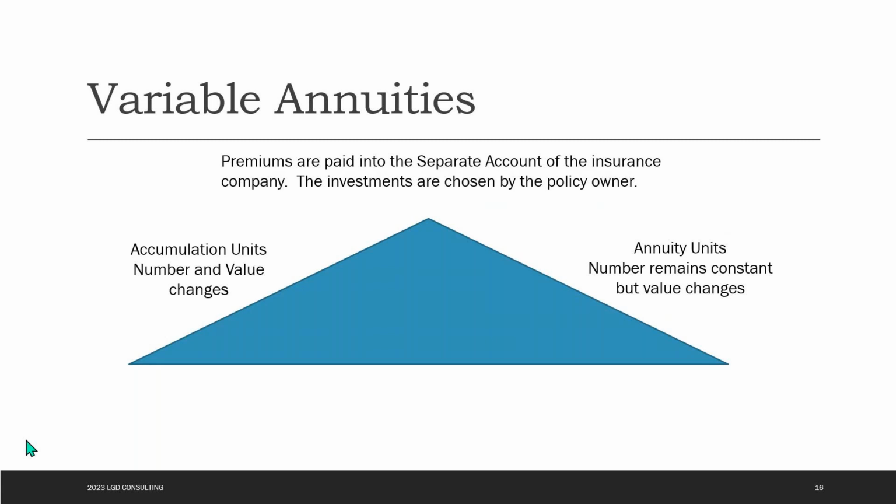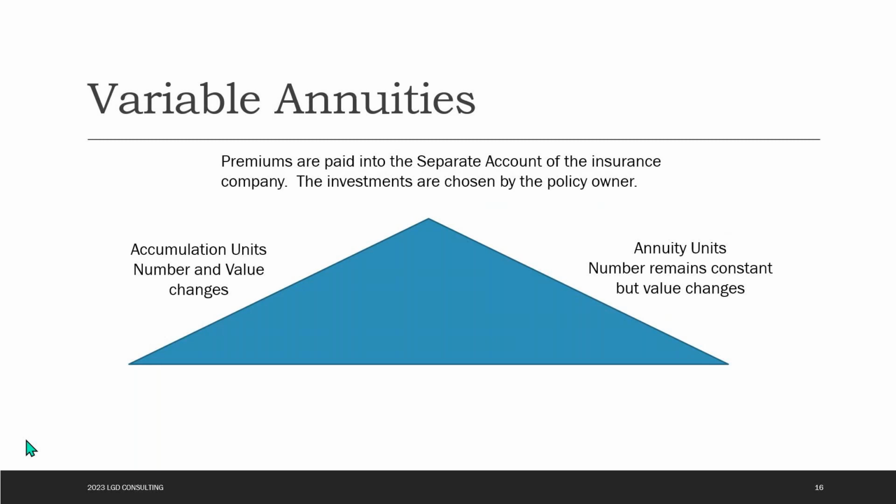The price of the unit changes and the number of units can change as you're buying more, or some decrease here and there. But then when you annuitize, these accumulation units will be converted to annuity units. So this is kind of tricky because when you annuitize and you have these annuity units, the number of annuity units is now going to remain constant. It doesn't change, even though you're taking payments out of this account.